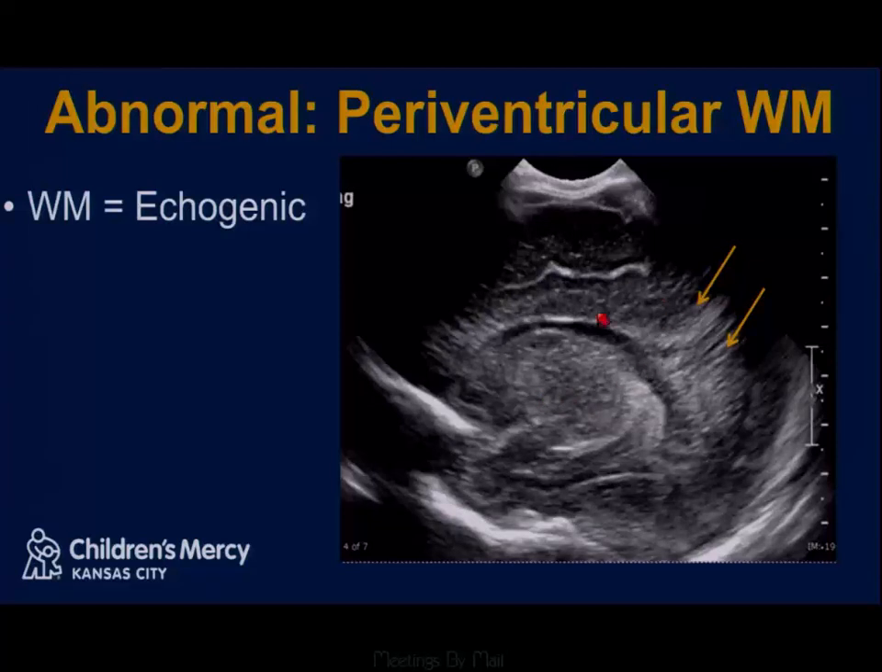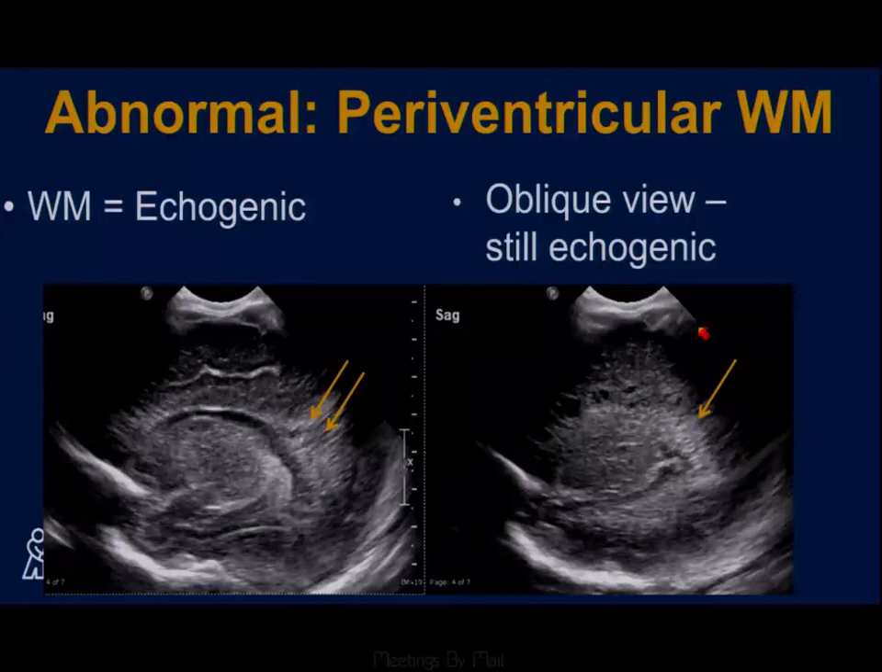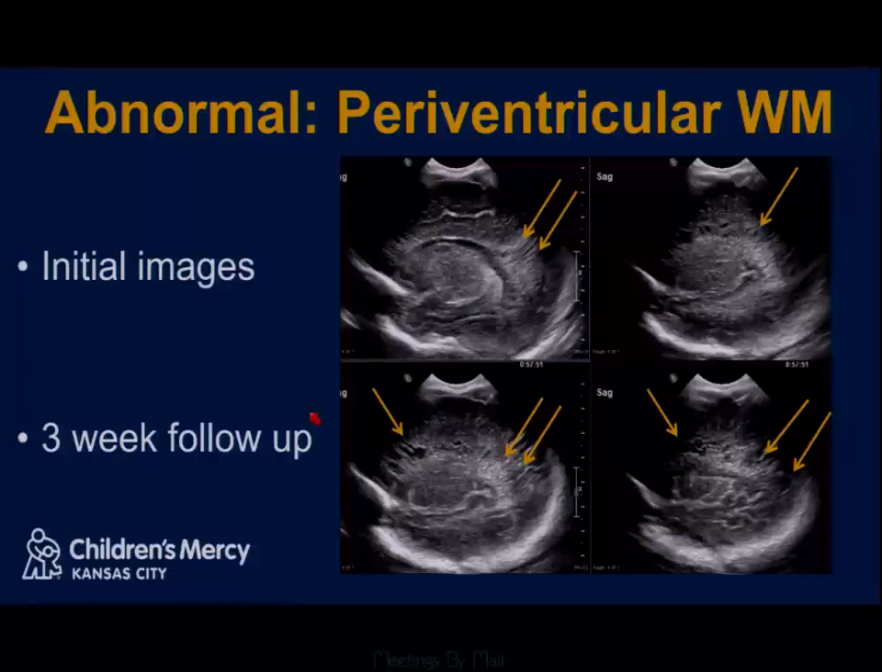And so here's something that's abnormal. So you see this echogenic white matter here. Now we turn on an oblique view. It's still there. Even better, we did a 3-week follow-up. And again, it's still there on that oblique view. It's actually gotten probably more confluent, and we're seeing some areas of cystic change. So this is true periventricular leukomalacia, true periventricular white matter injury.